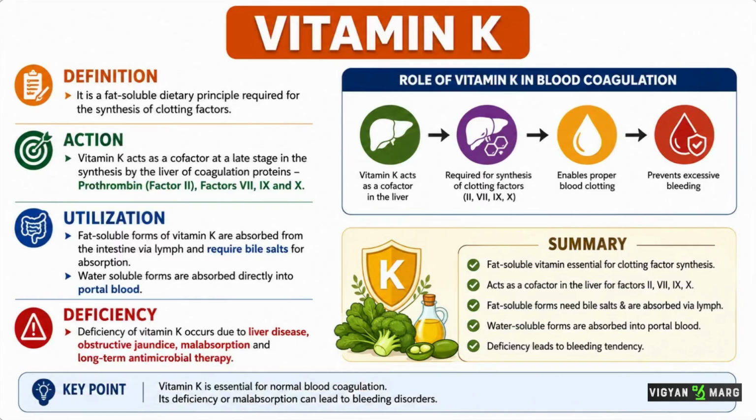The fat-soluble forms of vitamin K are absorbed from the intestine via the lymph, and they desperately need bile salts to make that happen. Meanwhile, the water-soluble forms bypass all that and absorb directly into the portal blood. Keep those distinct pathways straight in your head, because they dictate exactly how and when specific deficiencies are going to show up in your patients.